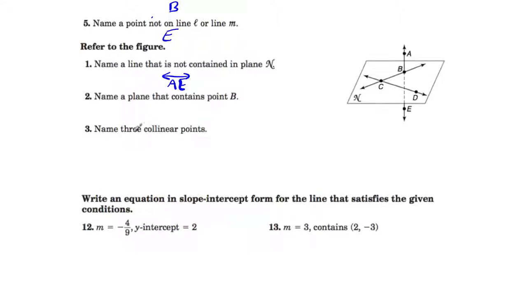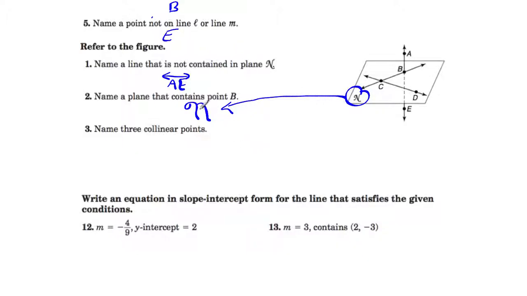Name a plane that contains point B. So it's asking for a plane, not a line, and that would be this. It's that fancy N. Make sure that you write a fancy N however you want to do that, but it's just right there.